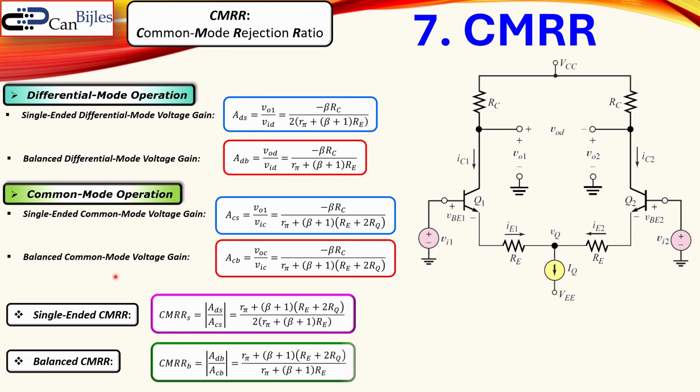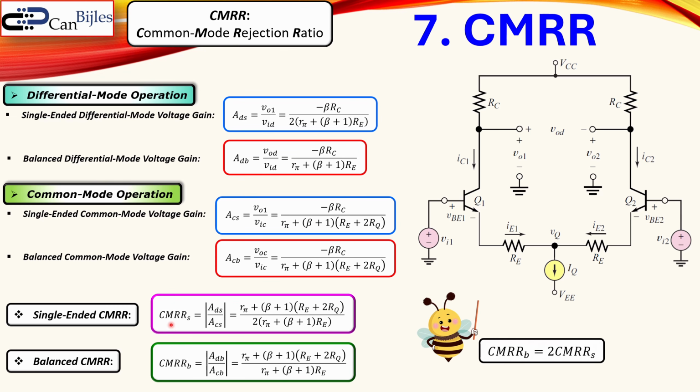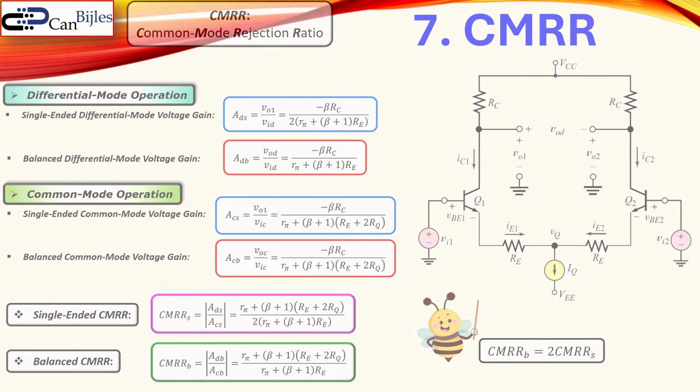How about balanced? Well, similarly, you get here the balanced differential mode gain and the balanced common mode gain. You put it here in the expression, and you have here again this expression. You see again this is 2 times larger than the single-ended common mode rejection ratio. That's again our observation. So the balanced is always 2 times better than the single-ended version.